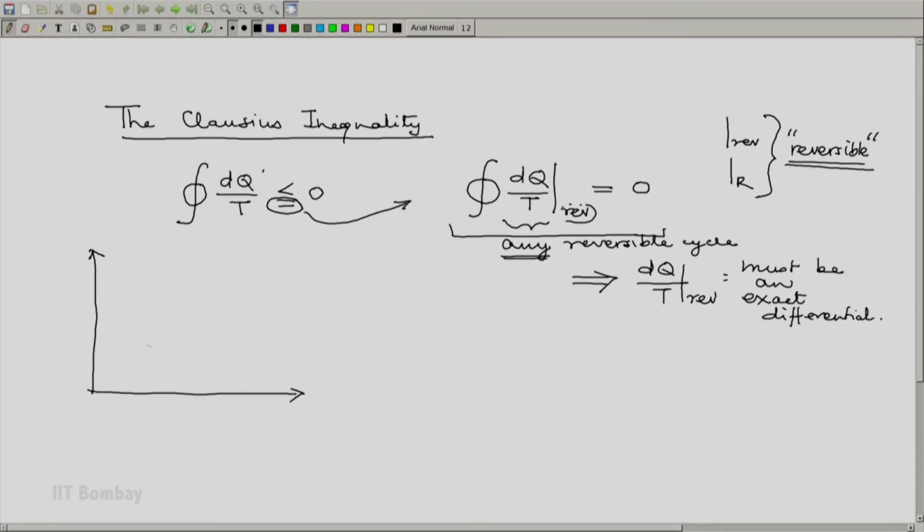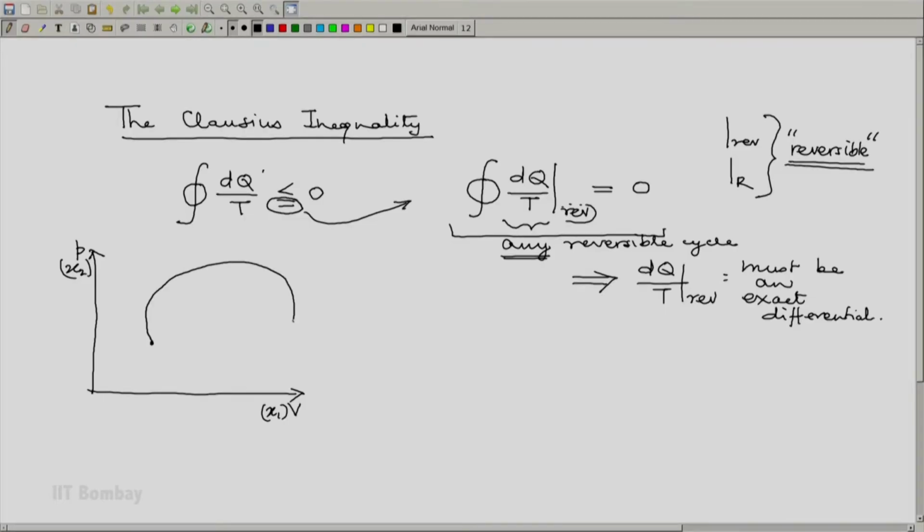Consider a cyclic process. You can select either P and V or x1 and x2 as the coordinates to depict it. Consider a reversible cycle. Since it is reversible, it is definitely quasi-static. And let 1 and 2 be two distinct states on this cycle. And let us say that 1A2B1 is one way of traversing the cycle.